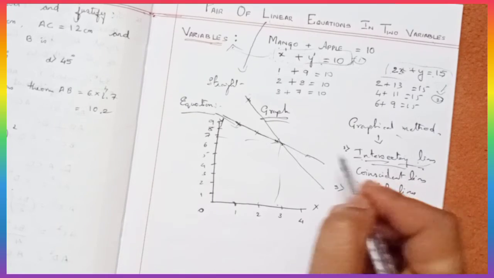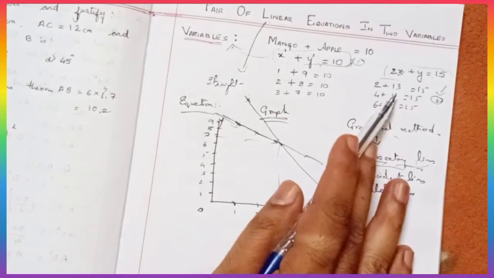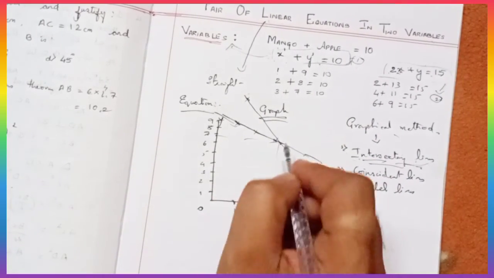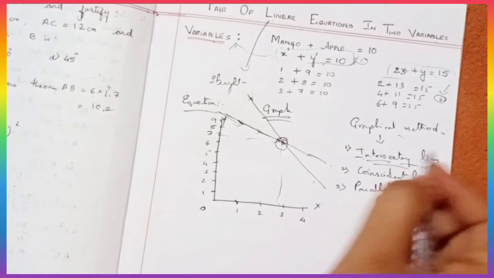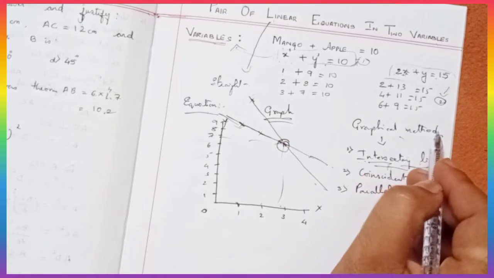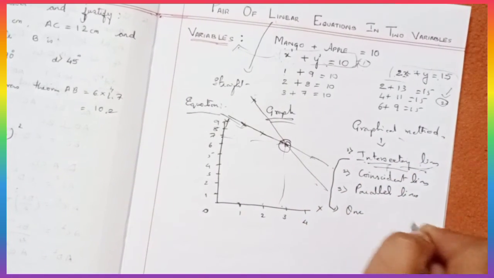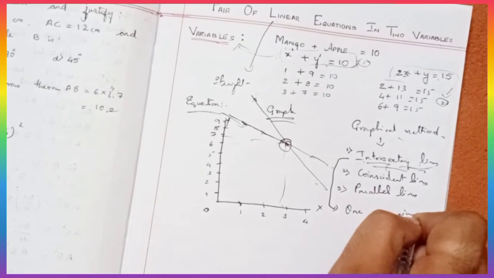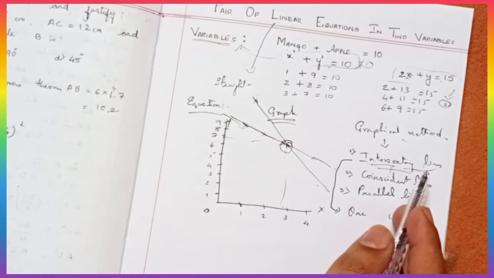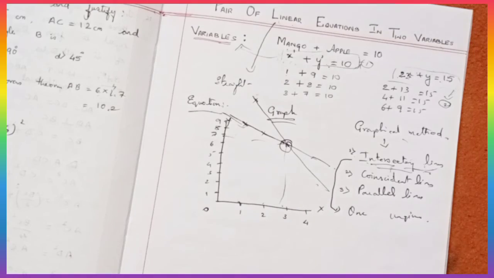I hope you are trying to understand. When we plot one equation, we get one straight line. When we plot another equation, we get another straight line. When those two straight lines intersect at one point, that is called intersecting lines. And how many solutions will we get? We are going to get only one solution, which is called a unique solution. So in the case of intersecting lines, we get one solution, and it is called a unique solution.